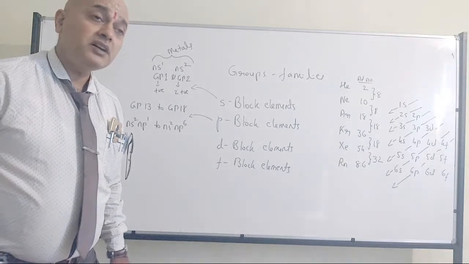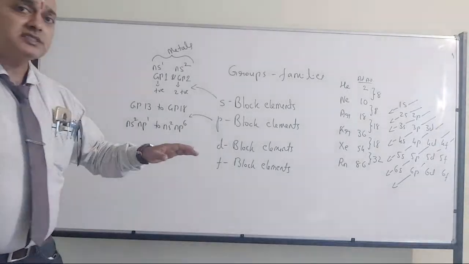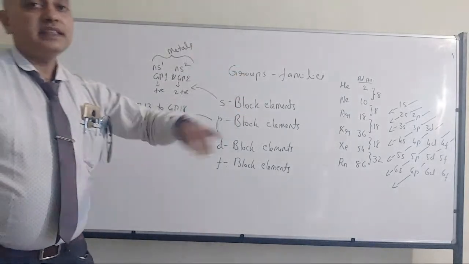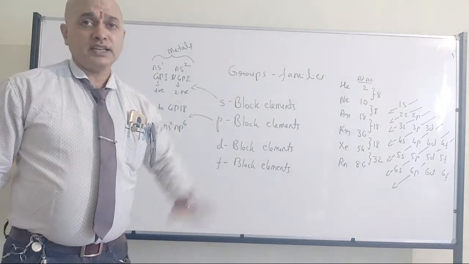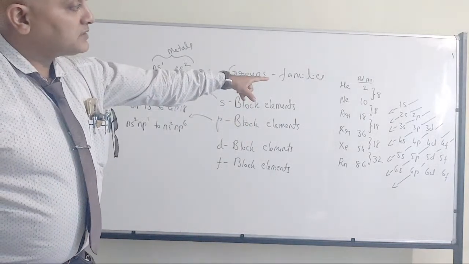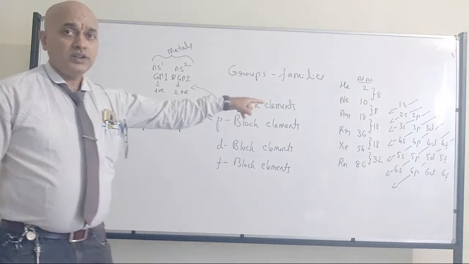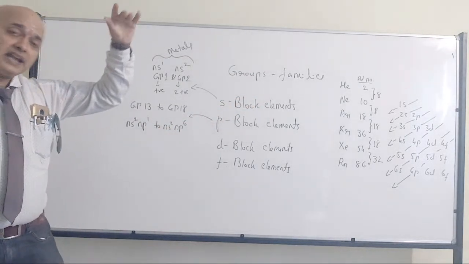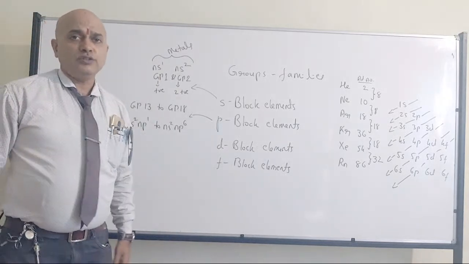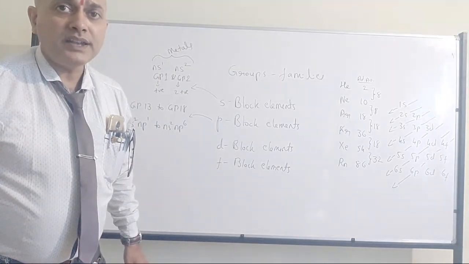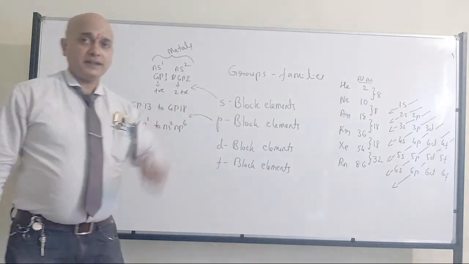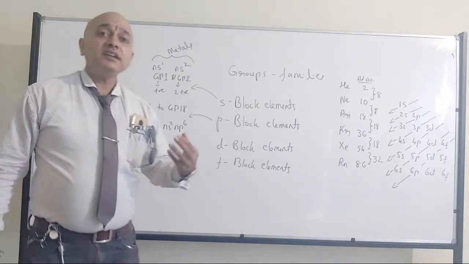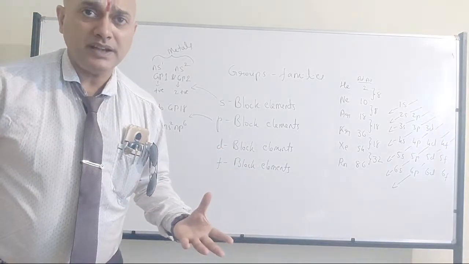Have all of you understood why P block elements always start from period number 2? That is because at energy level 1 there is no P subshell. P subshell availability is only from energy level 2. So P block always starts from period number 2 and can go up to period number 7, no doubt.